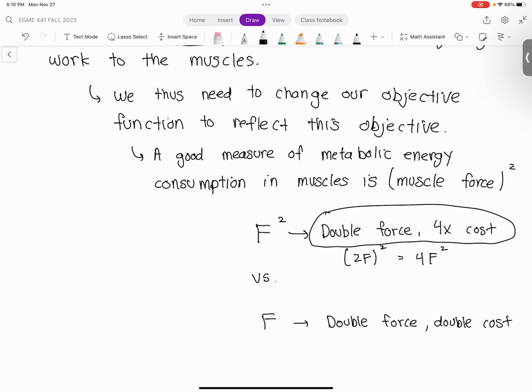And so what this basically means is that, in order to have a single muscle exert more and more force, it's going to cost that much more. And so what this is going to incentivize is proper load balancing so that each of the forces don't get too high.